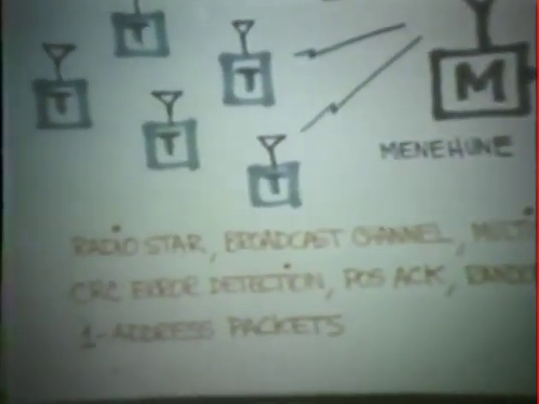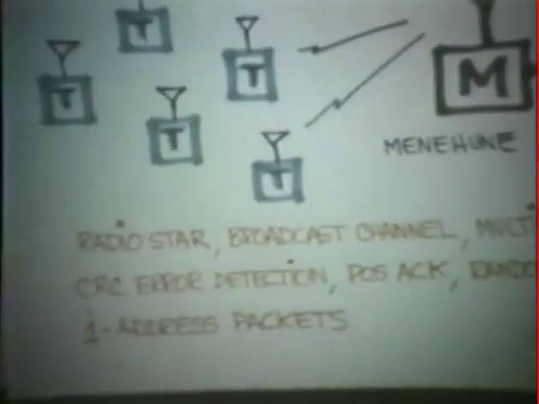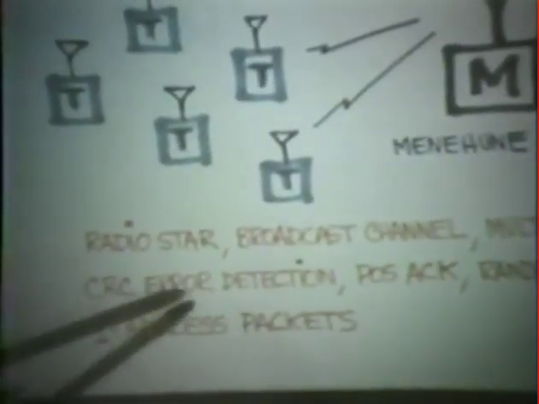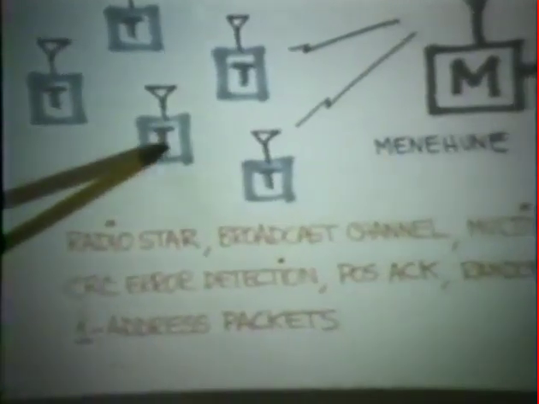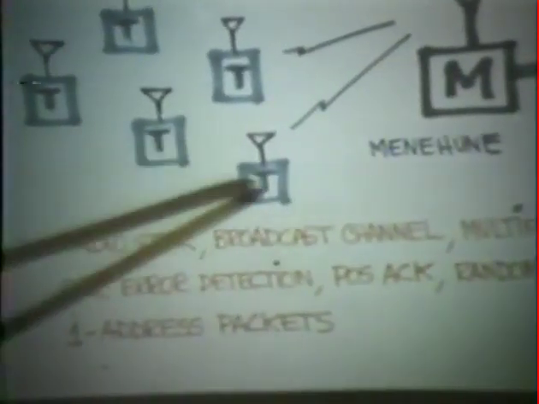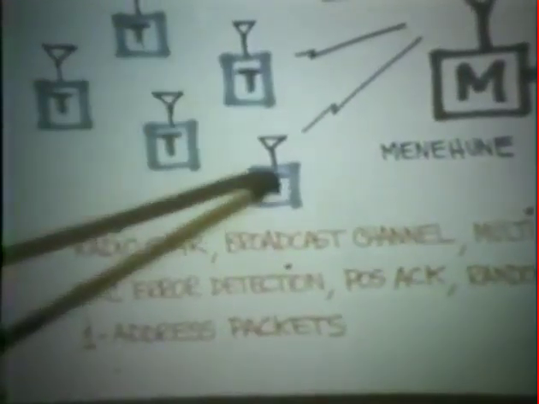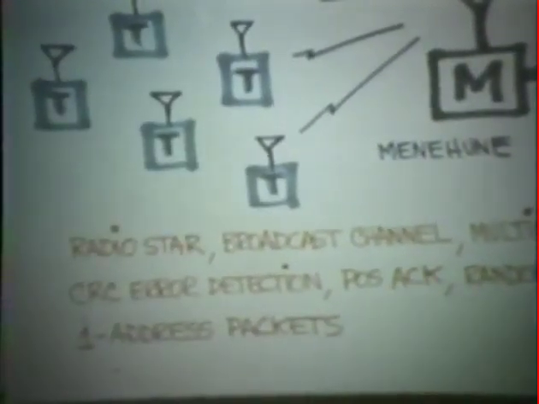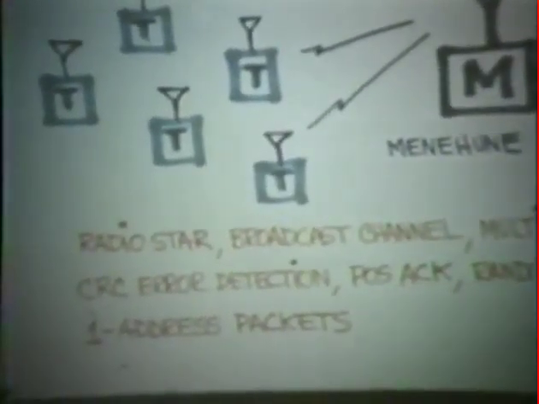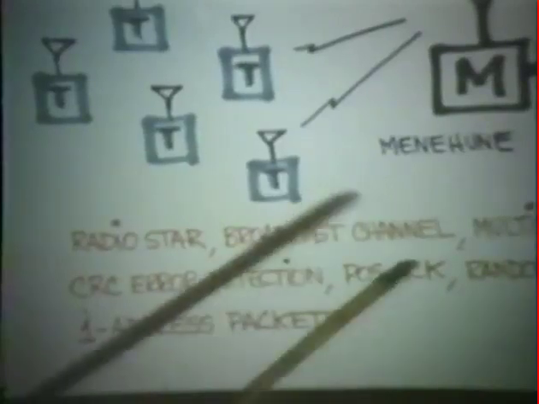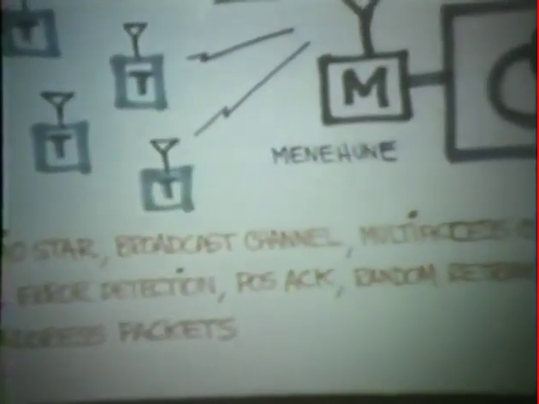Errors of two forms: errors due to random noise in the atmosphere, which might cause radio transmissions to be interfered with, and also errors caused by, for example, the transmission at the same time into the multi-access channel of two terminals, sometimes known as a collision. If two terminals choose to send a packet into the central computer at the same time, those transmissions interfere with one another in the multi-access channel, and errors are thereby detected in the Menehune.